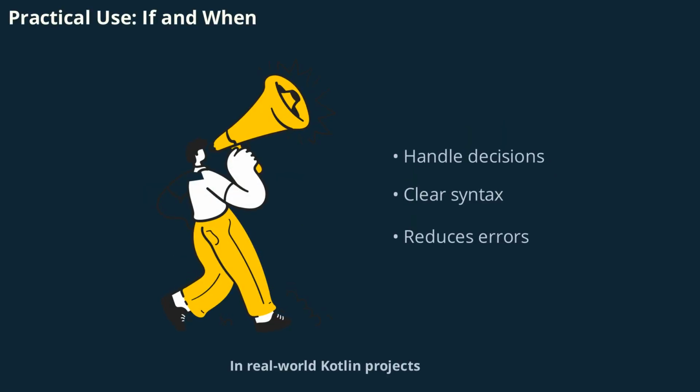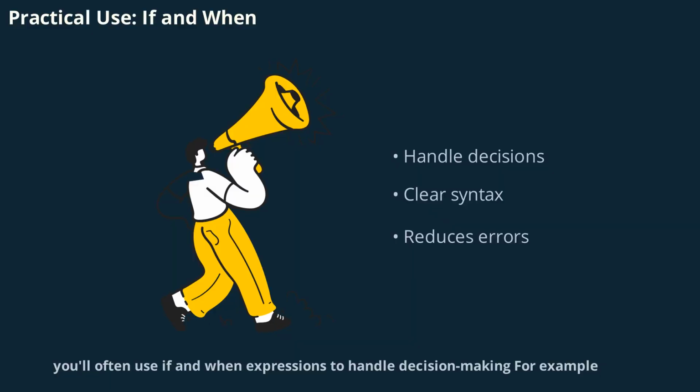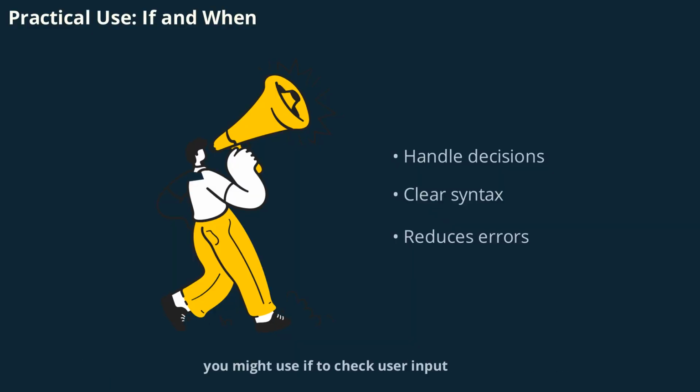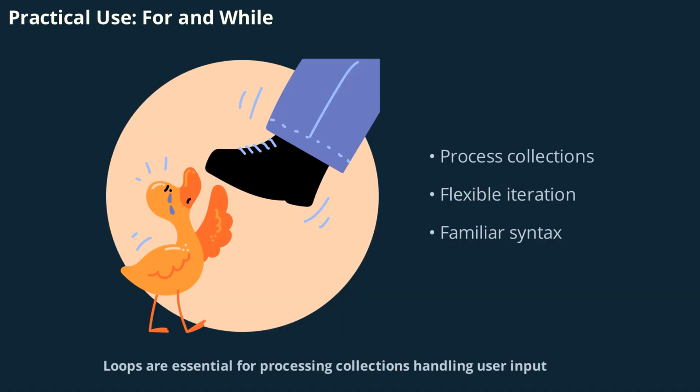In real-world Kotlin projects, you'll often use if and when expressions to handle decision-making. For example, you might use if to check user input or when to process different types of commands. Their expressive syntax helps you write logic that's both clear and concise, reducing the chance of errors and making your intentions obvious.